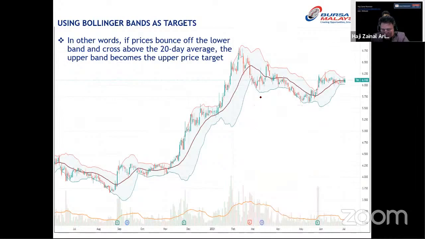Okay, as you can see, the price drops, and then it crosses the 20 days moving average. So that is the signal, or there is a buy signal there. Now, when there is a buy signal, where is the target?